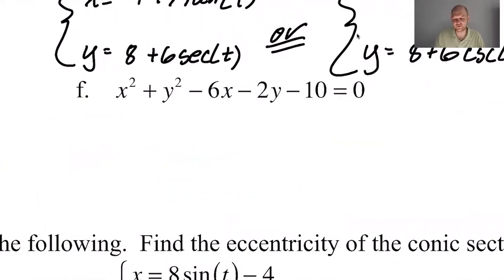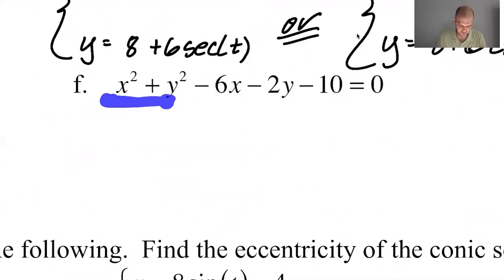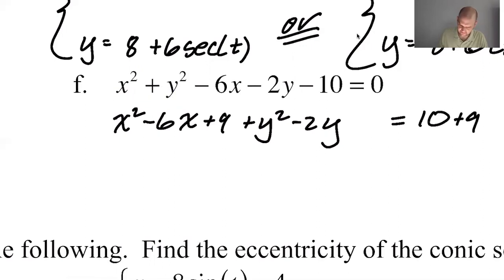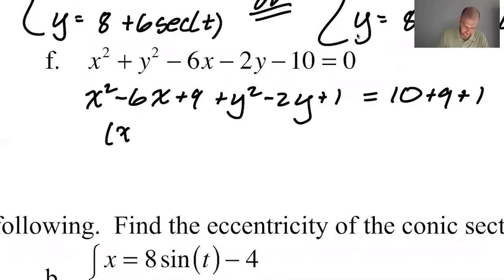All right, so here I have to complete the square before I can really do this. It's going to be a circle though, because it's two squareds and a plus. Let's complete the square. X squared minus 6x plus y squared minus 2y equals 10, plus 9 plus 1. X minus 3 squared plus y minus 1 squared equals 20.